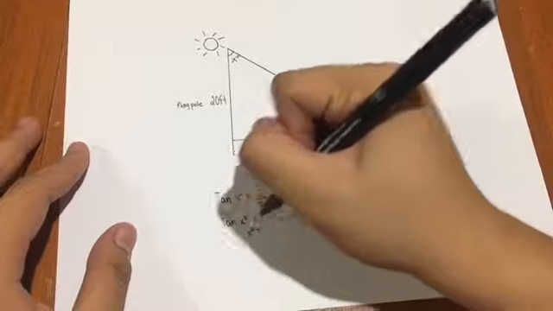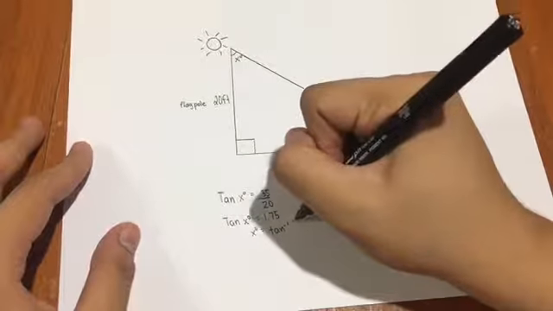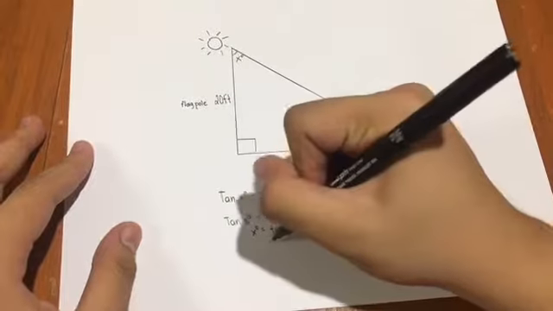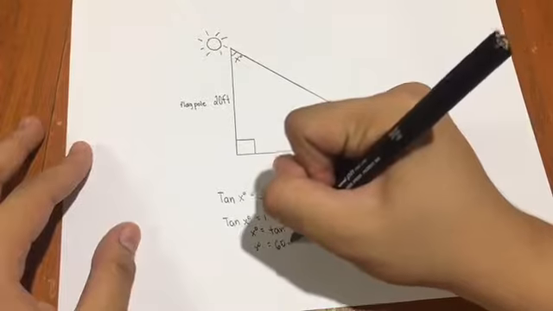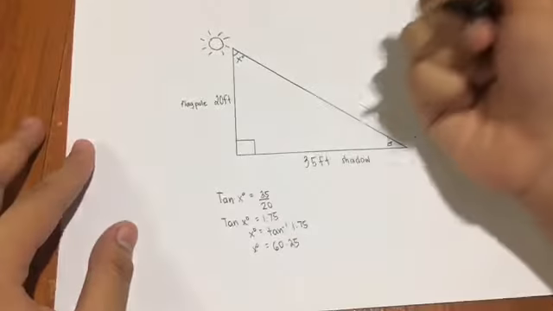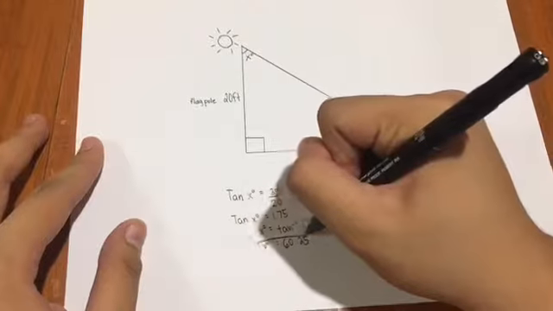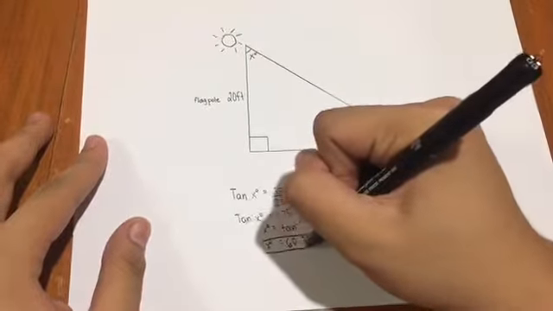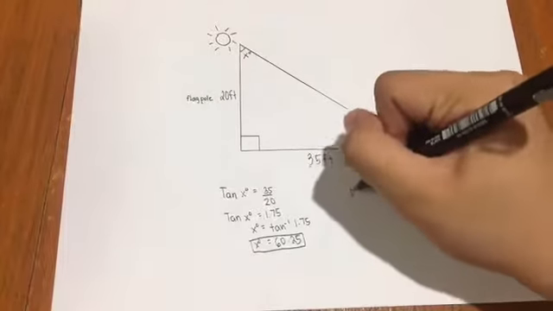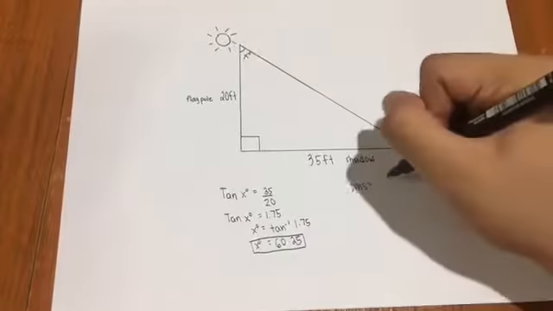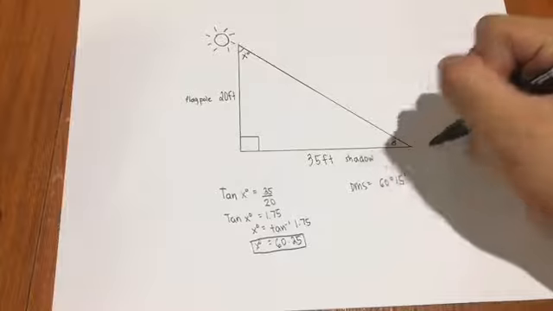Transpose tan with its inverse of 1.75, and then our answer will be 60.255 without rounding off. This is the angle of the sun when it hits the flagpole. In DMS form, we have 60 degrees, 15 minutes, and 8 seconds.